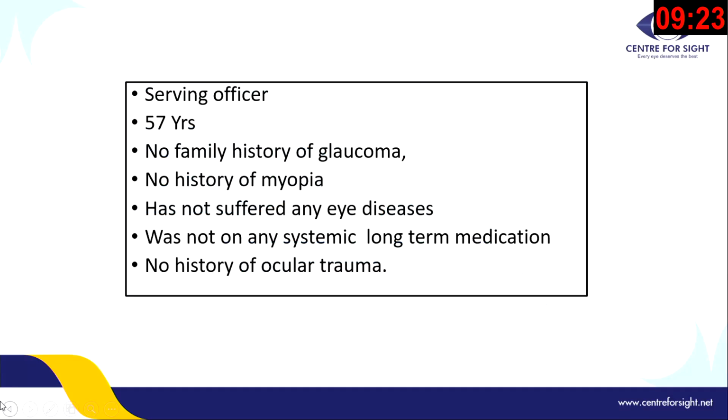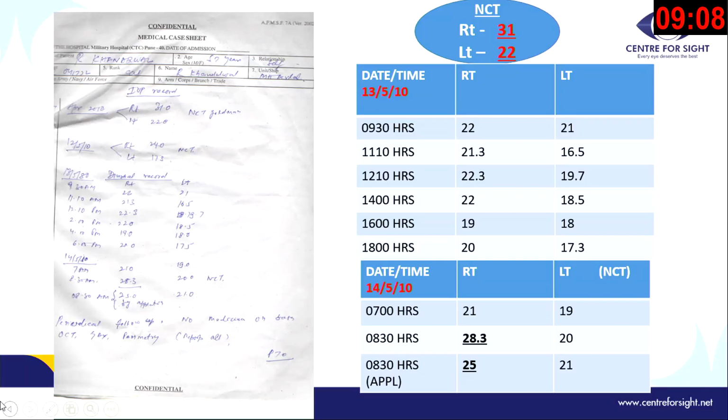So I'm going to talk about a serving officer who was 57 years of age. He had no family history of glaucoma, no history of myopia, did not suffer from any eye diseases, was not on any systemic long-term medication, no history of trauma. But when an NCT was done for him, it was found that his right eye pressure was 31 and left eye was 22.